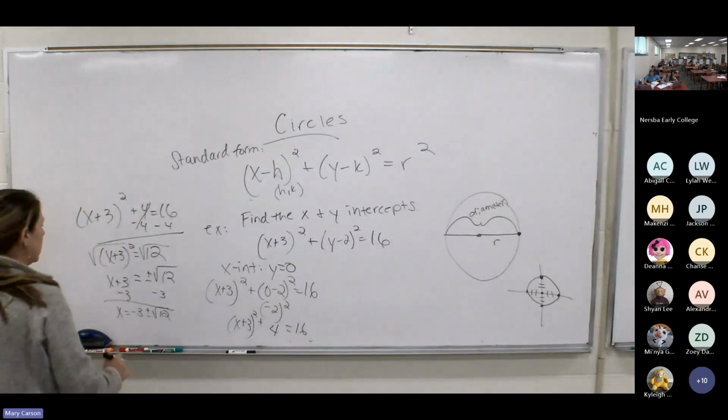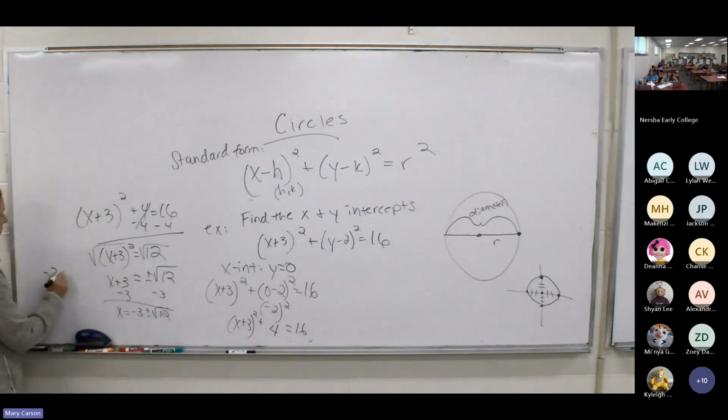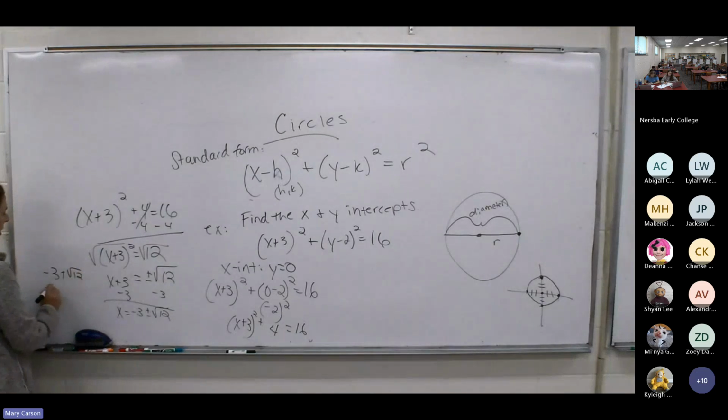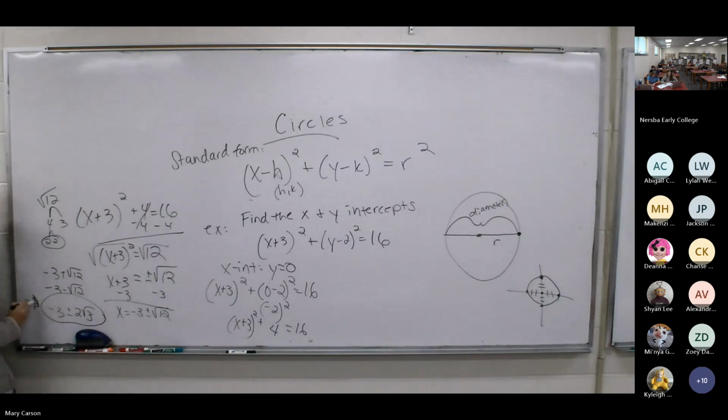So technically it would be negative 3 plus the square root of 12. And take out the square root. You can simplify the square root of 12. How would I do that? I want two numbers that multiply to give me 12, so it's going to be a 4 and a 3. And then it would be 2. And so technically it would be negative 3 plus or minus 2 square root of 3. Technically, this is the most simplified mathematical answer that you will get.